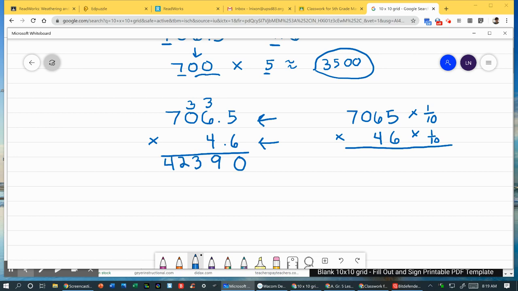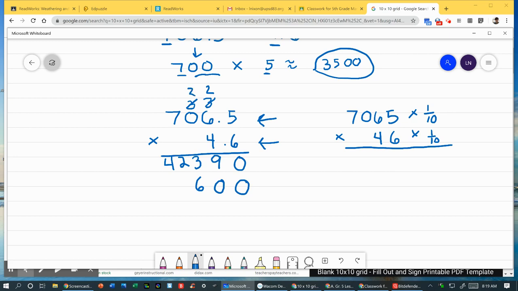Now that I have done the 6 times 7,065, I'm going to do the 40 times 7,065 because it's 40 of those tenths. I know I need a 0 in the ones column. All right, 4 of something times 5, that'd be 20. 0 here, 2 up there. 4 times 6, that'd be 24, plus 2 more, that'd be 26.